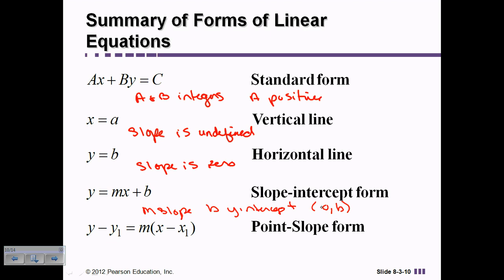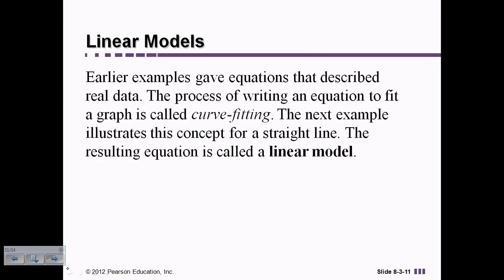And in the last one, point-slope form, again, m is the slope. And the (x1, y1) is one of the points that you're given. So occasionally with this, you will be given 2 points and you'll have to just pick one to work with.